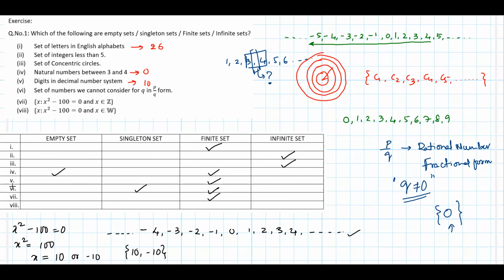Now, the eighth question. What happens here? The same solution and almost the same set, but one thing we have to understand: 10 belongs to whole numbers. Whole numbers means 0, 1, 2, 3, 4, 5, 6, 7, 8, 9 and so on, the natural numbers along with 0. So 10 belongs to this set, but minus 10 does not. So in the eighth case, the answer is only 10. We cannot consider minus 10 because it does not belong to whole numbers. So the cardinality is 1, we can count it, so it is a finite set, and since the cardinality is 1, it is a singleton set also.